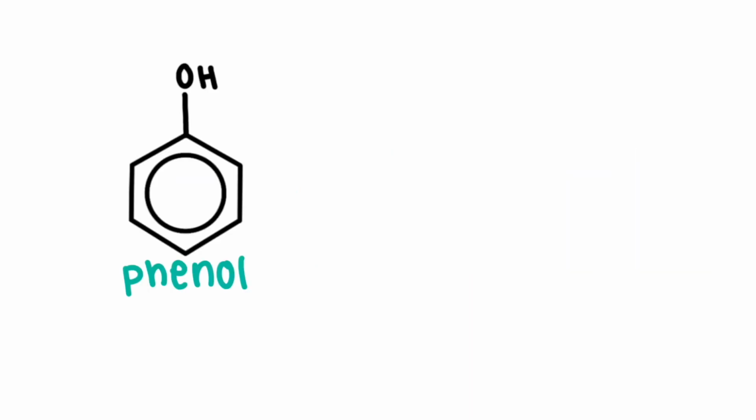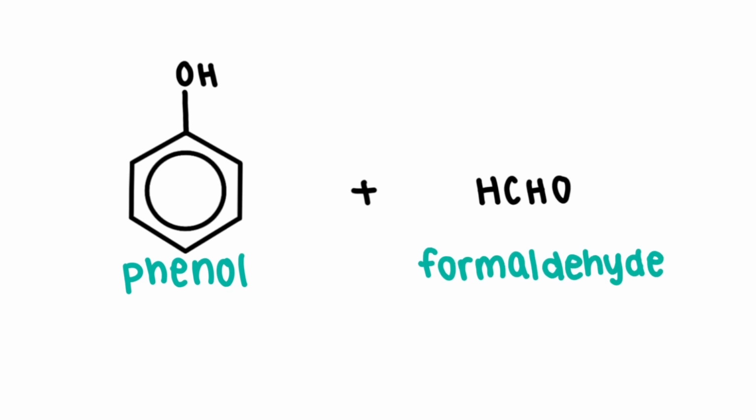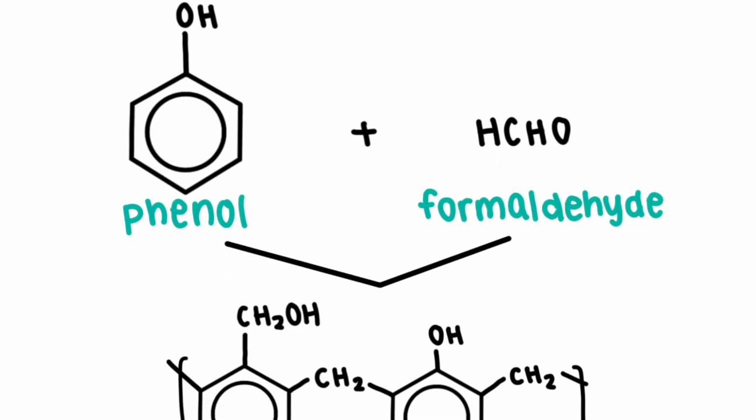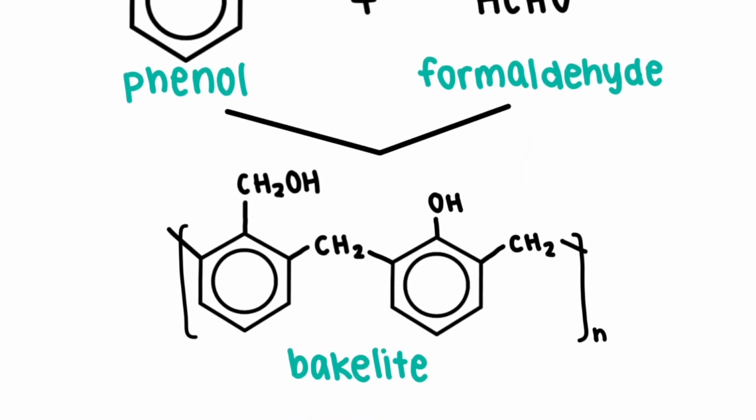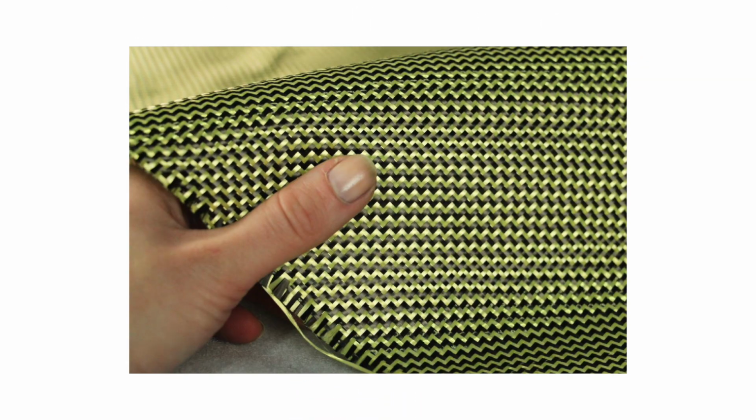Now let's talk about Bakelite. Bakelite is a polymer formed by polymerization of monomers, phenol, and formaldehyde. Formation of Bakelite follows electrophilic substitution reaction of phenol with formaldehyde followed by condensation. Fun fact, these are one of the oldest polymers that were synthesized by man.